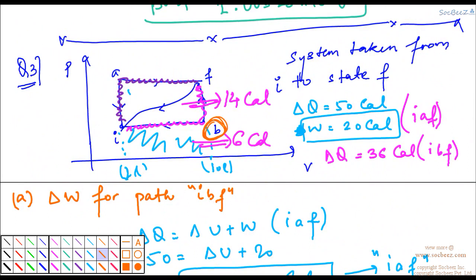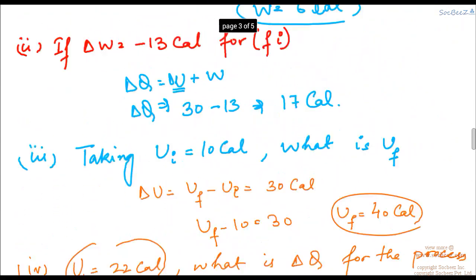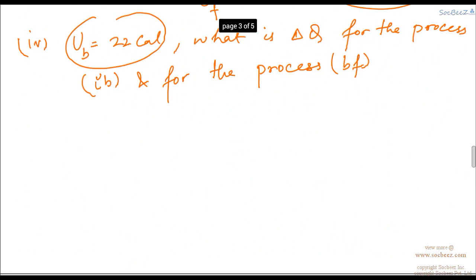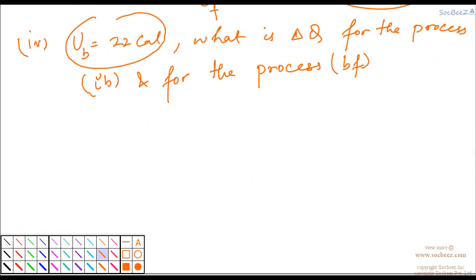is that we have the value for internal energy at B. What is the work done if we go from I to B and B to F? So basically it has split the IBF process into two parts, from I to B and B to F. Okay, so let's try to find out what is the heat required for the processes IB and BF. So we can say that delta Q is nothing but delta U plus work, correct?